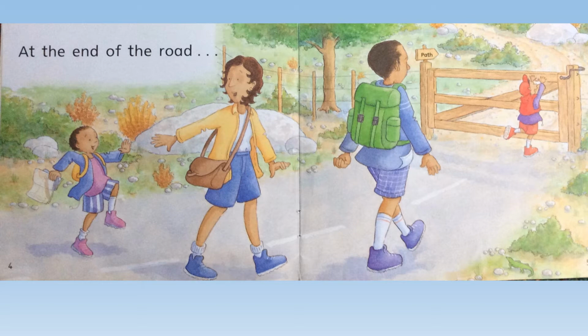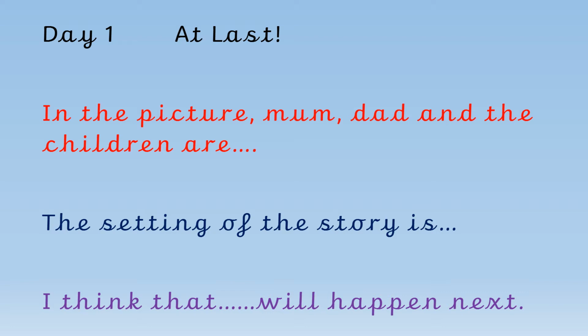So on the interactive whiteboard we have a large copy of the text for all the children to see. This is an example of one of the texts we might use. At the end of the road, and then each day certain questions will come up during that book. So in the picture, Mum, Dad and the children are coming up to the gate, and the children might answer that. And then the setting of the story is the countryside.